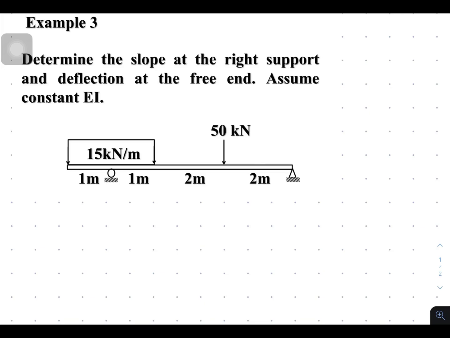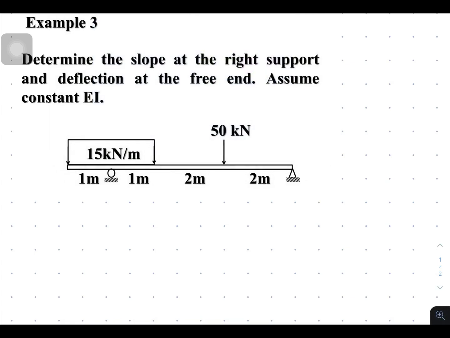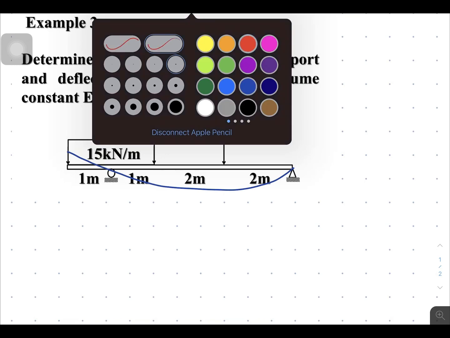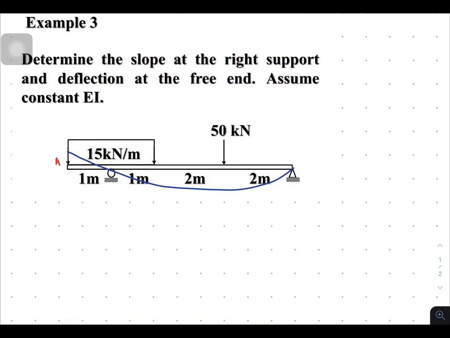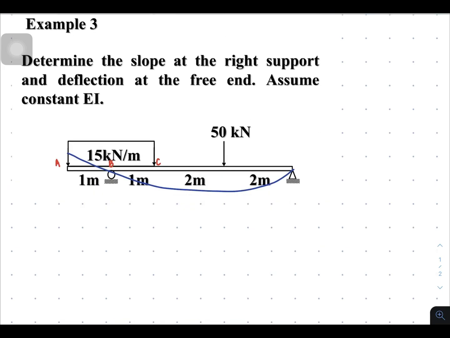So example number 3: determine the slope at the right support and the deflection at the free end. What we're going to do here is try to draw the deflection. And then we will be placing letters to every point: A, B, C, and this is D and this is E.